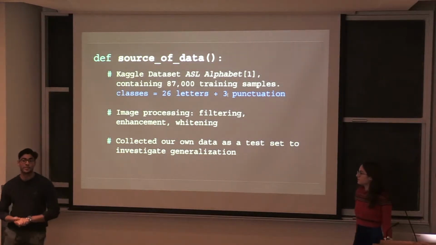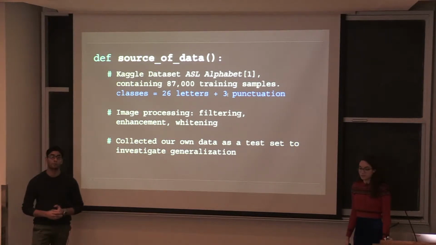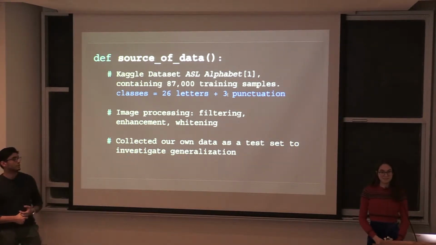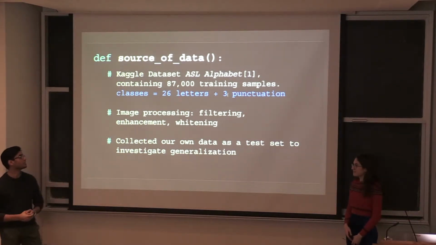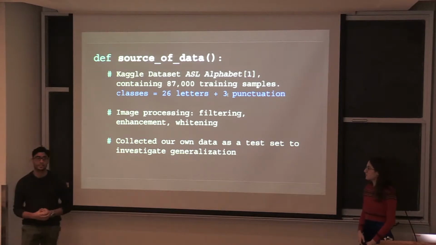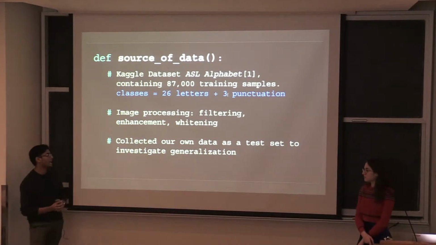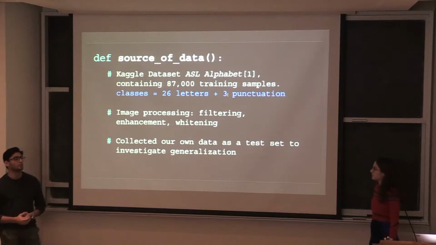So our source of our data set was mostly from Kaggle. The Kaggle data set was collected by one person, and that contained about 87,000 training examples. That's 3,000 examples per class with 26 letters and 3 punctuation. Then we used some image processing techniques to filter, enhance, and whiten those images to extract a little more about the features that are actually relevant. And then we collected some of our own data to test for generalization after our model was trained.